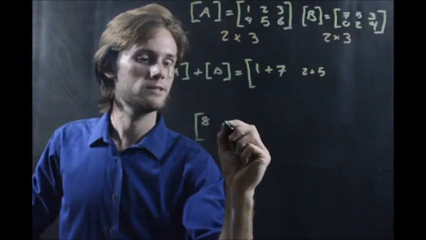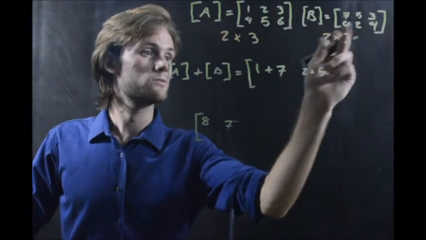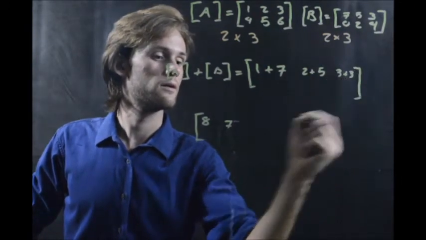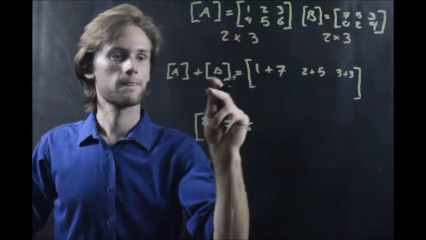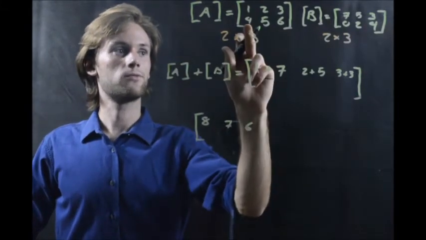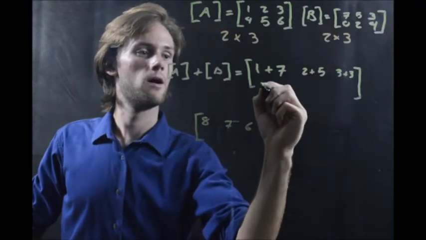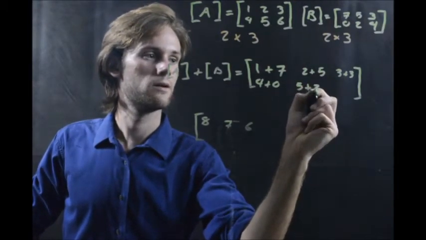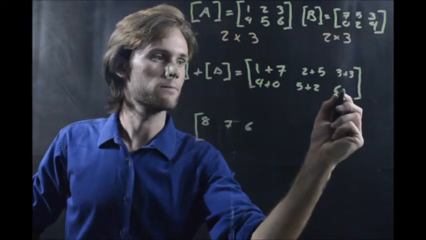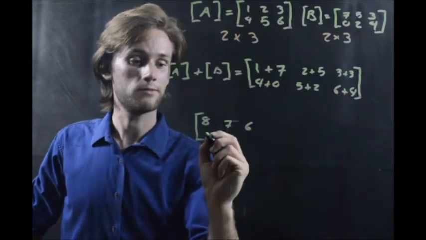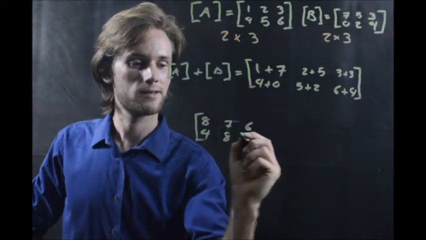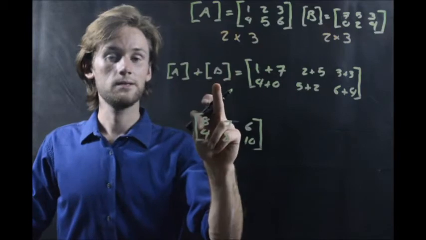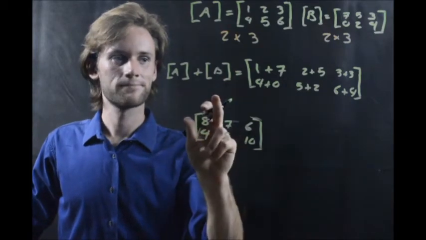2 plus 5 is 7. 3 plus 3 is 6. Second row, we have a 4 plus a 0, 5 plus 2, and 6 plus 4. So we have a 4, an 8, and a 10. A plus B gives us this guy.